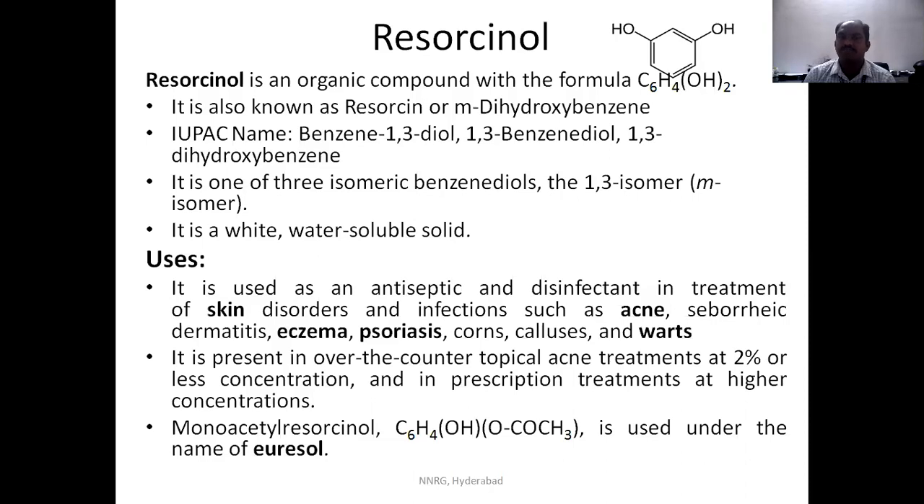Resorcinol is used as an antiseptic and disinfectant in the treatment of skin disorders and infections such as acne. It is used in the treatment of acne, seborrhea, dermatitis, eczema, psoriasis, corns, calluses, and warts. So resorcinol is mainly used in dermatological treatments, and it is given as an over-the-counter (OTC) treatment, that is, acne treatments.